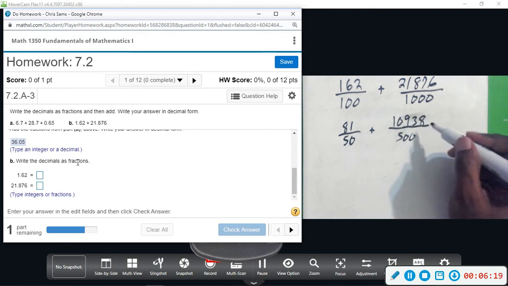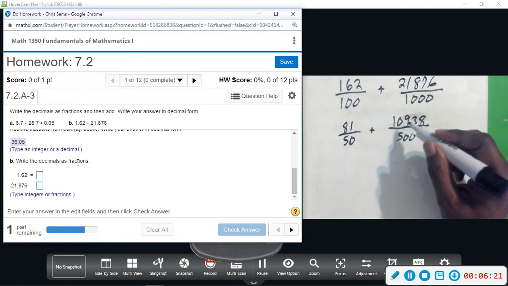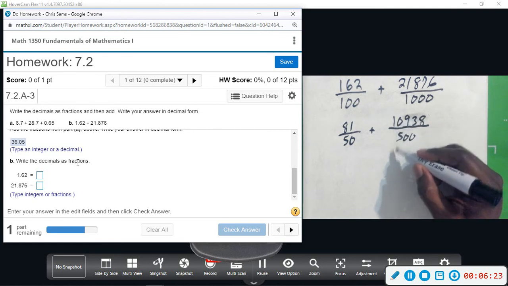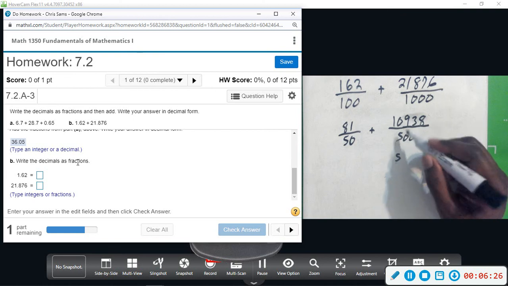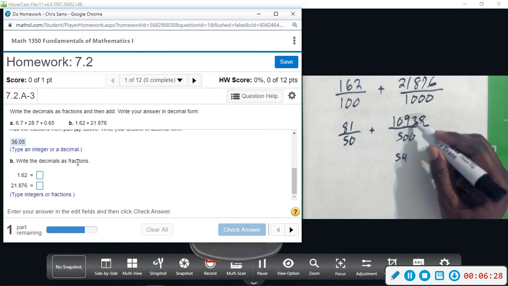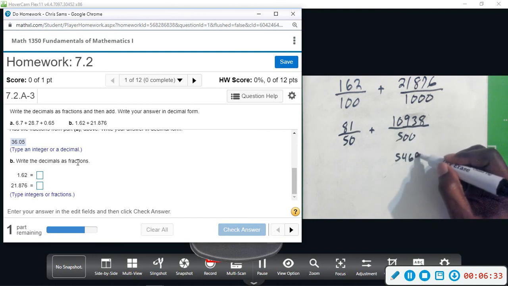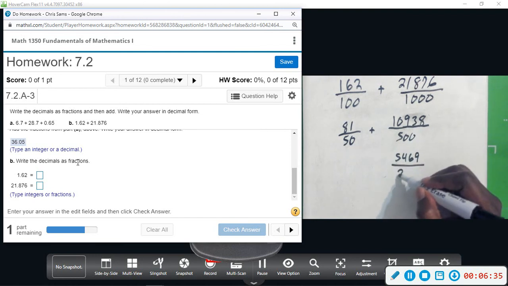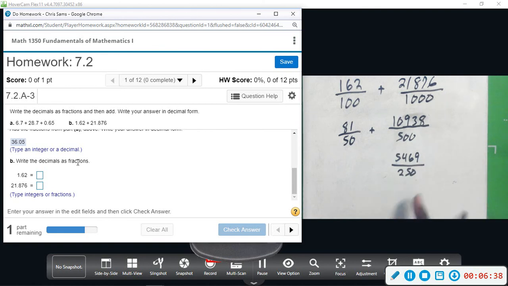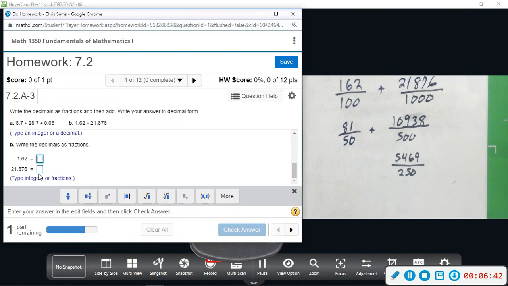Okay, so this is still even, so we'll divide by 2 again. 2 goes into 10 5 times, into 9 4, with 1 left, 13, 6 times, and 18 9. And this will be 250. Okay. And then from there we'll leave it. So we're going to say 81 over 50 and then 5469 over 250.